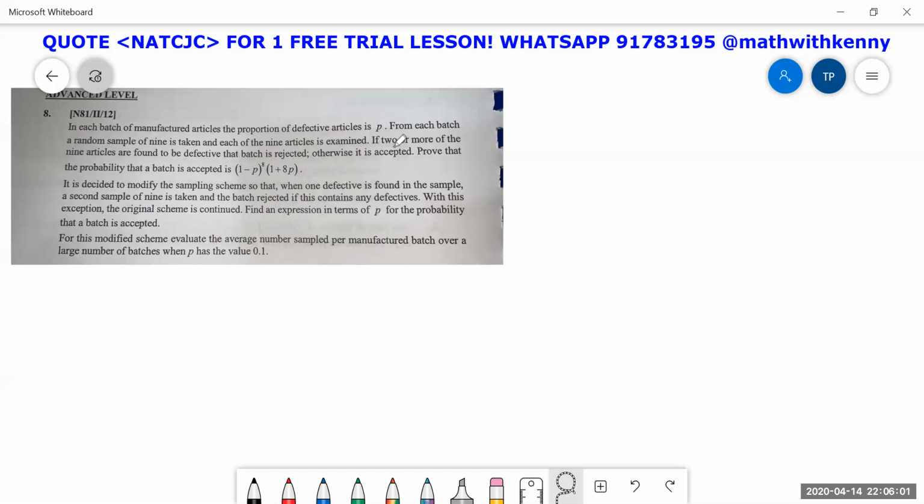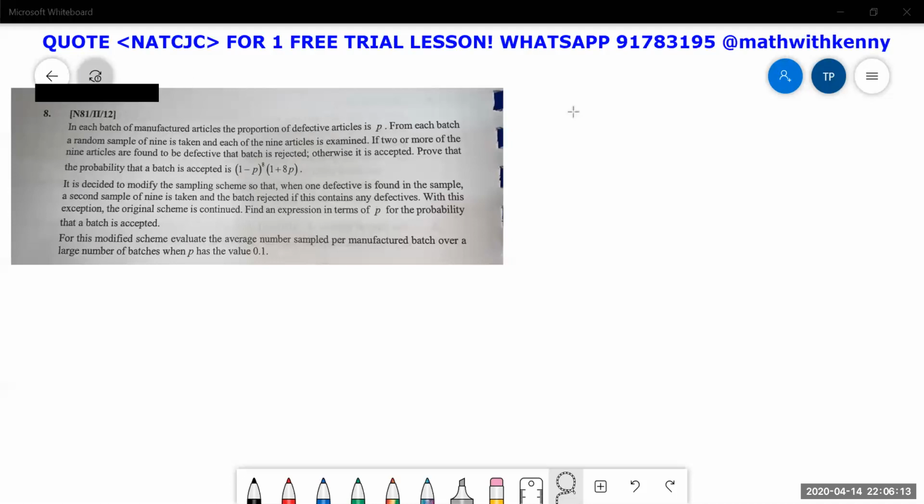Okay, let's come to this. I'm going to blank out this part, because this advanced level makes people feel like this is difficult. Anyway, the proportion of defective articles is p, which in other words means the probability of it being a defective article is just p, because it's a proportion. This is how it's defined. It's like a percentage.